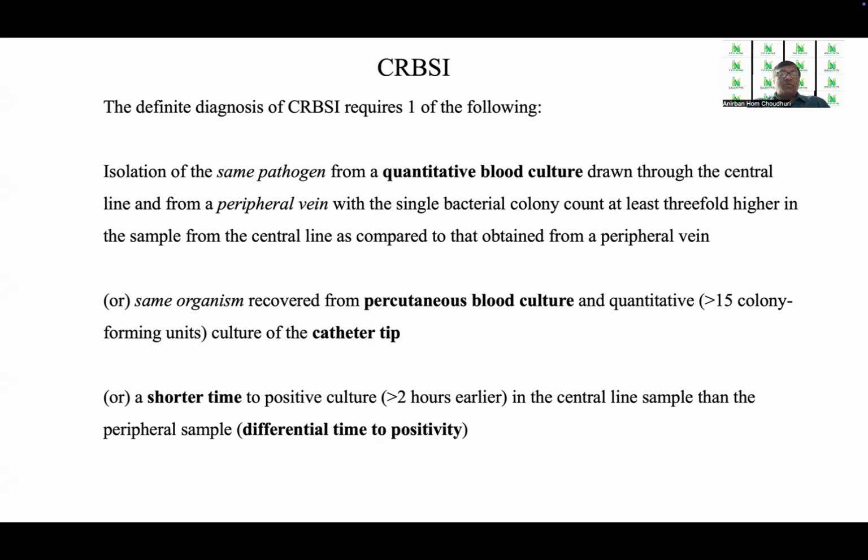Or if the same organism is recovered from the percutaneous blood culture and a quantitative culture of the catheter tip with more than 15 CFUs, then also it is CRBSI. Or if there is a shorter time to a positive culture, that is 2 hours earlier in the central line sample than the peripheral sample. The technical term used for this is DTP, or differential time to positivity. If it is more than 2 hours earlier in the central line sample than the peripheral sample, then also it is a case of CRBSI.